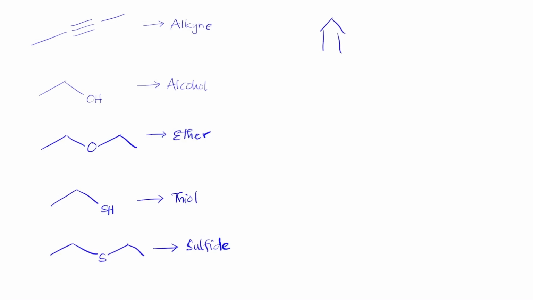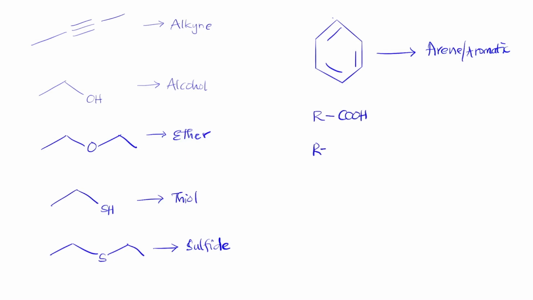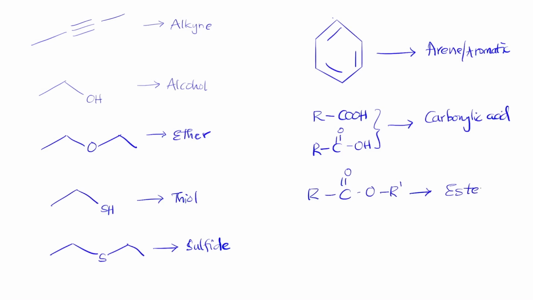Next, if you have a cyclic structure with three double bonds, this is called an arene or an aromatic compound. Next, if you have R COOH, which generally becomes R C double bond OH, this here is called a carboxylic acid. Next, if you have R C double bond O, bond O R dash, this is called an ester.